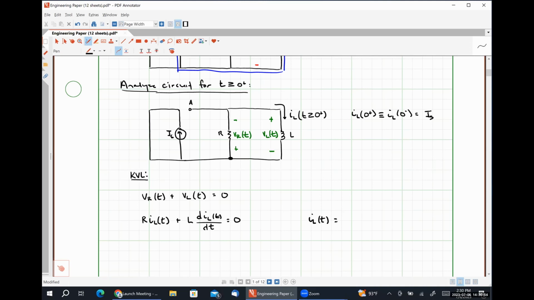So we are going to make an educated guess here that our inductor current, IL of t, will be of the form A, where A is an arbitrary constant, and we'll figure out what that is and how it relates to our circuit here in a moment, times e to the st, where s is what's called the eigenvalue of the system in math speak. And it's what we are going to refer to as the natural frequency of the system, okay?